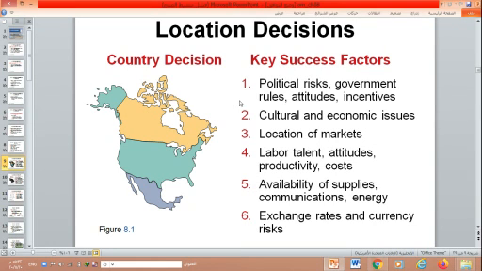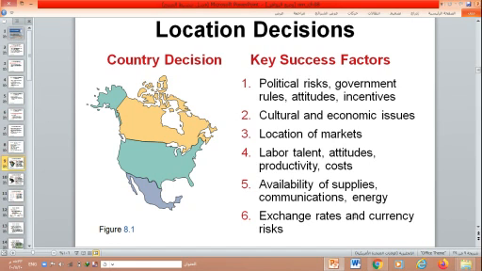Exchange rates and currency risks. For currency risks, if the currency is volatile or becomes stronger in the international location, it is very expensive to make your product there, or to locate your facilities there. So this is a very important factor that should be taken into consideration in order to choose the country within which to locate your facilities.